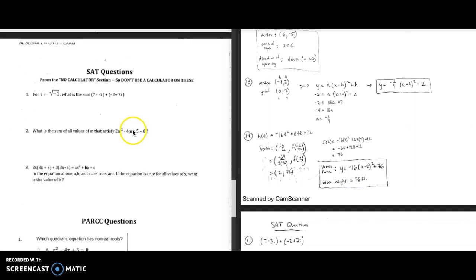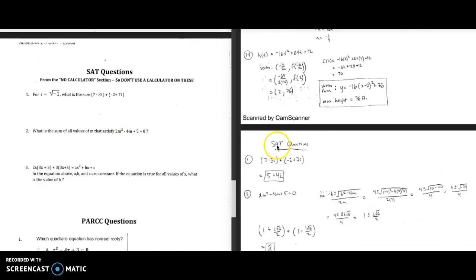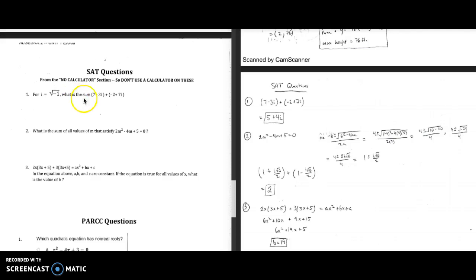SAT questions. Number 1, you need to find the sum of these two complex numbers. You're adding 7 and negative 2 makes 5. Negative 3i and positive 7i makes 4i. Your answer is 5 plus 4i.